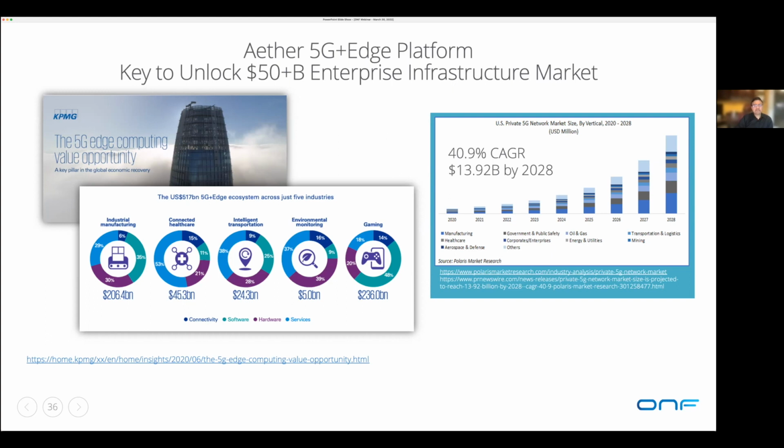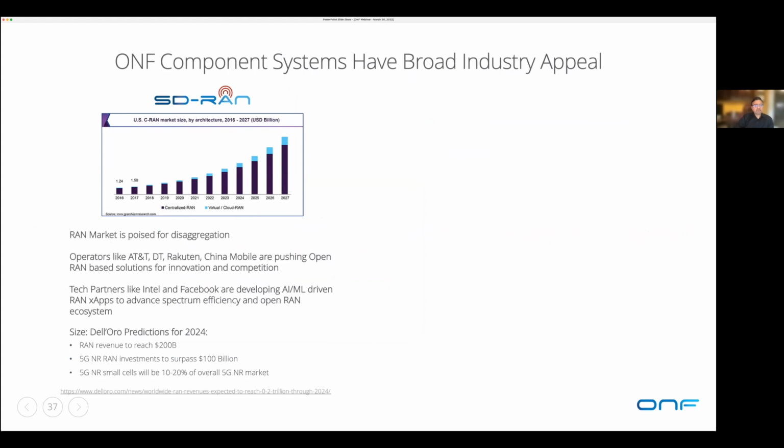Next slide, please. Some of the components and subsystems that are part of Ether have applicability beyond the enterprise 5G edge market. We are seeing interest from multiple large players like AT&T, China Mobile, DT, Rakuten, and Intel in the SD-RAN subsystem to realize a disaggregated RAN, which again is a multi-billion dollar market. Dell'Oro estimated the 5G RAN market to be $200 billion in 2024. Click, please.